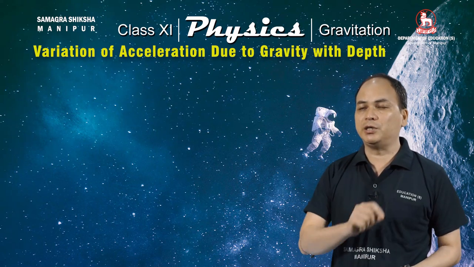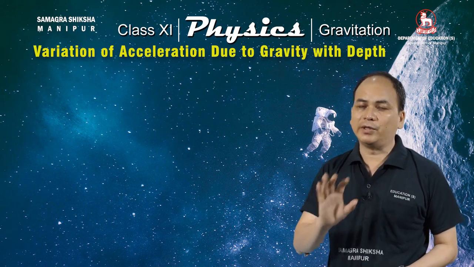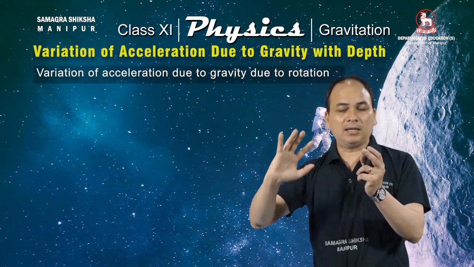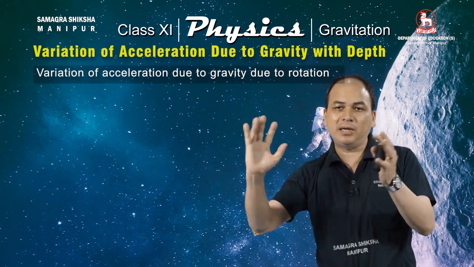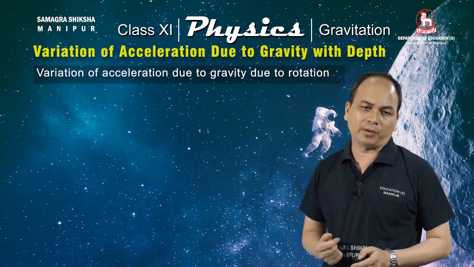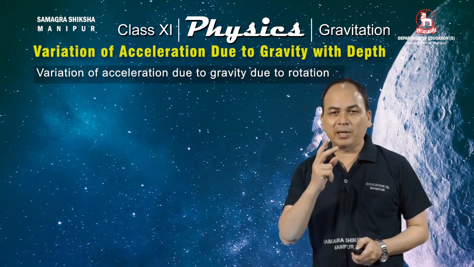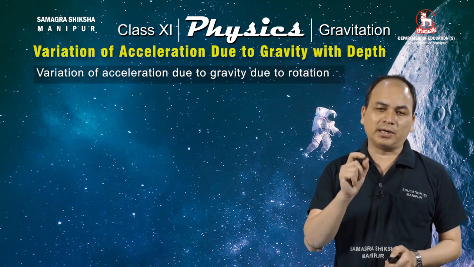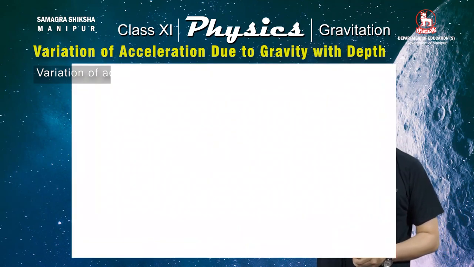Now let us see the variation of acceleration due to gravity due to rotation of the earth. The earth rotates about its axis. The parameters are the angular velocity of the earth and the latitude.